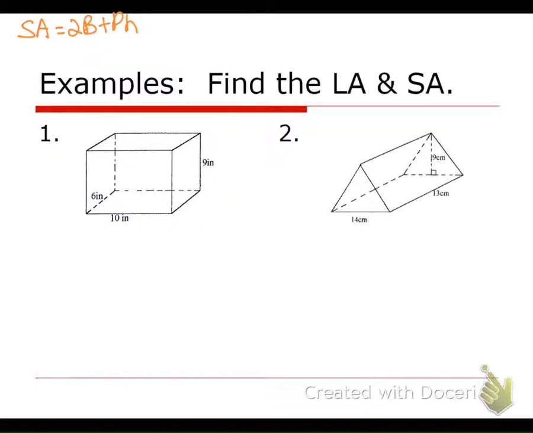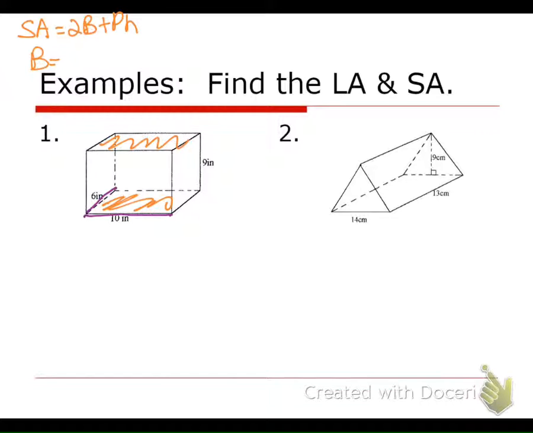So 2b times p times h, or plus b times h? Okay. So we need to find our area of our base. So in this picture, with a rectangular prism, you have several options. I think our easiest option will be to have our bases be the bottom and the top. So when we calculate the area of the base, we have our length of 6 and our width of 10. So what is the area of that base?